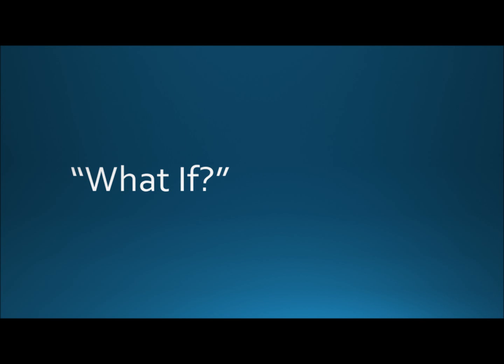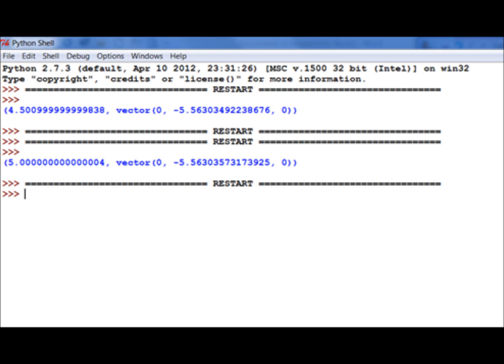To answer the what-if question, I parameterized the gravity and drag force model so that it ran for a longer time. I ran the model for 4.5 seconds and for 5 seconds, printing the final time and velocity data. At both times, my velocity was equal, telling me that the paper had reached a terminal velocity of negative 5.563 meters per second after being dropped from rest.